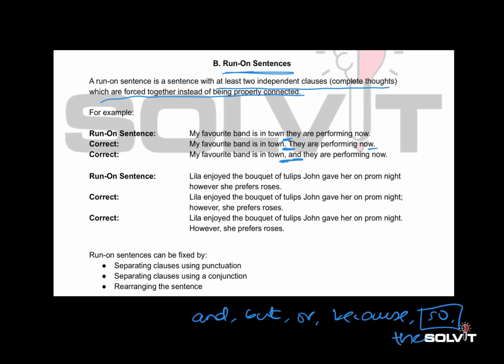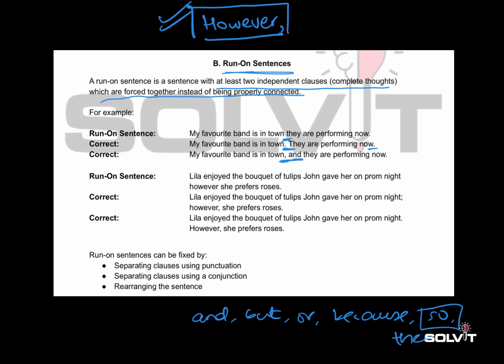Now let's look at another example. Leela enjoyed the bouquet of tulips John gave her on prom night however she prefers roses. Now this sentence is kind of long and it has no punctuation. I hope all of you know that whenever you come across the word "however," whether it's in the middle of a sentence or at the beginning of a sentence, there will always be a comma after "however." Always, always. Remember this as a rule.